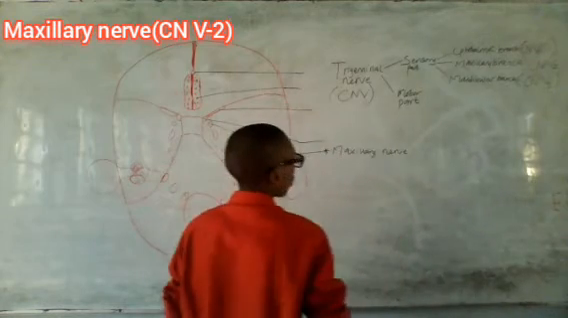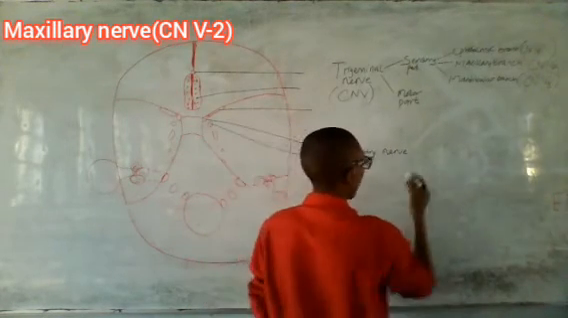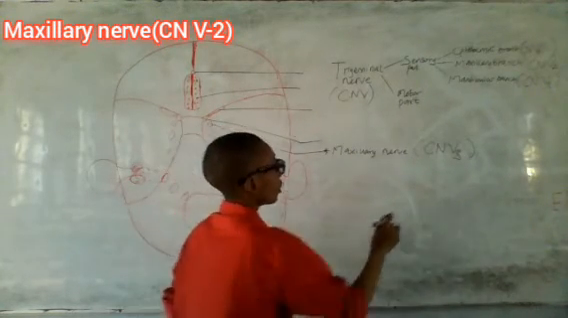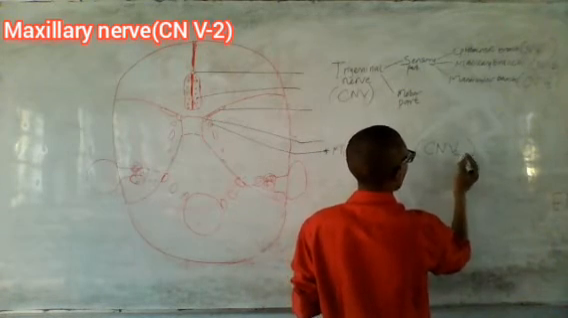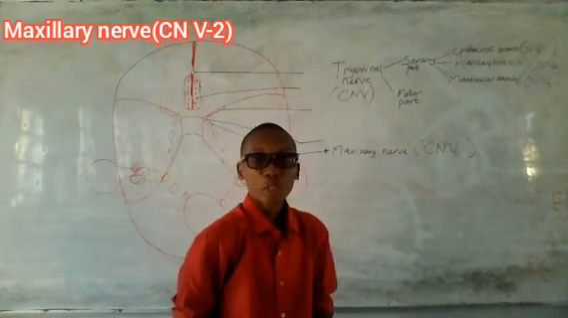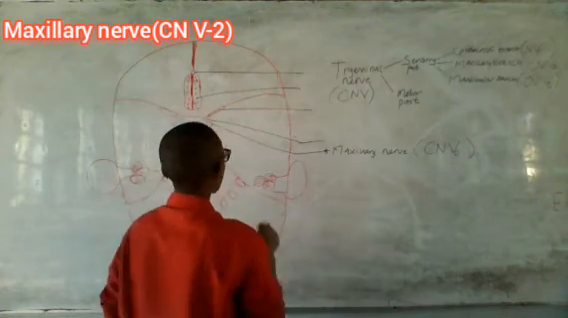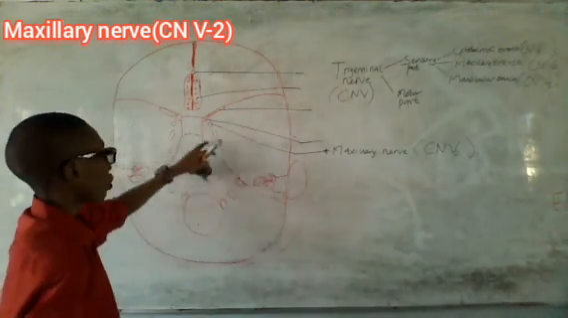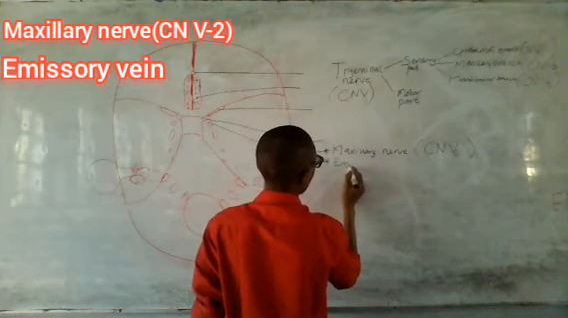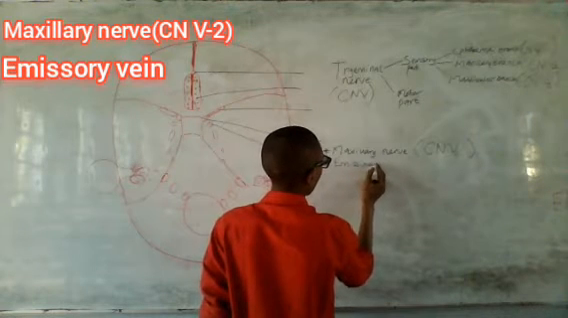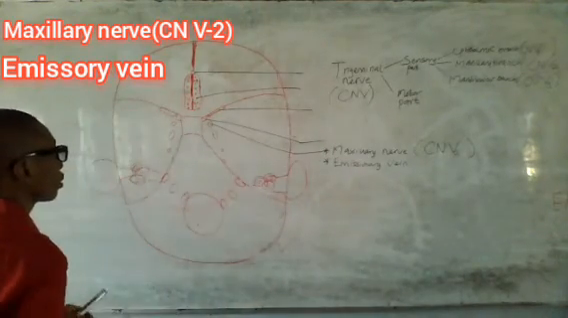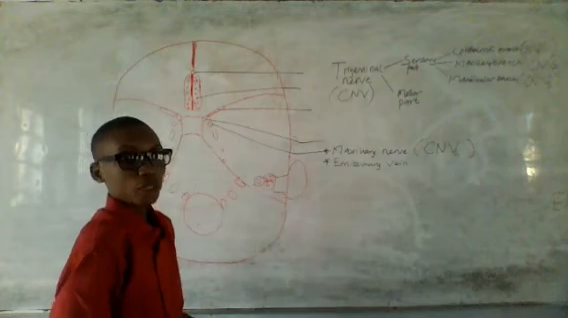So here now the maxillary nerve will be written as CNV2, because it is the second branch of the trigeminal nerve. So that's one structure you find passing through the foramen rotundum. The other structure you find is the emissary vein. So these are the structures that pass through the foramen rotundum.